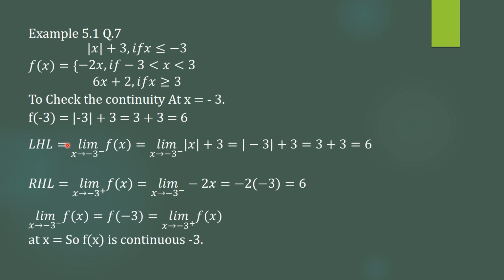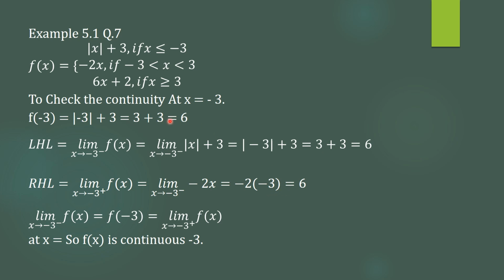We'll go for the left hand limit as x tends to minus 3 minus of f of x, which will be modulus of x plus 3. Here again we'll replace the value as minus 3 and we get 6. Now the right hand limit. For the right hand limit, we have to select the function which is for x greater than minus 3, that is minus 2x. Replace x as minus 3. So we get minus 2 into minus 3, that is 6.